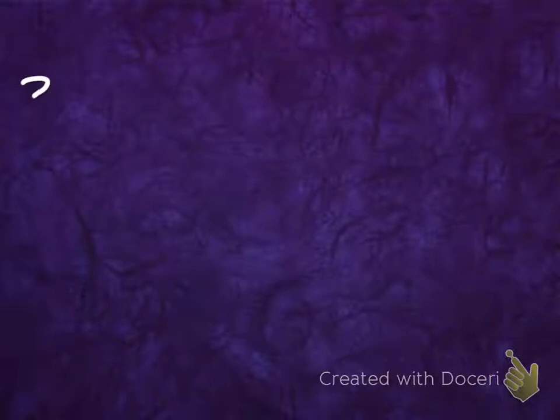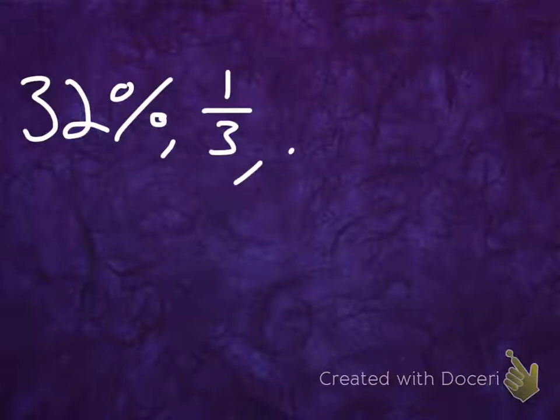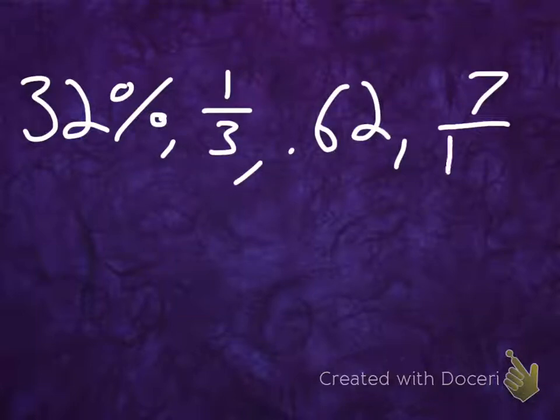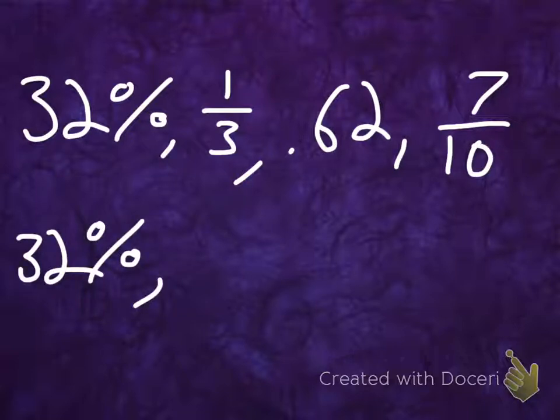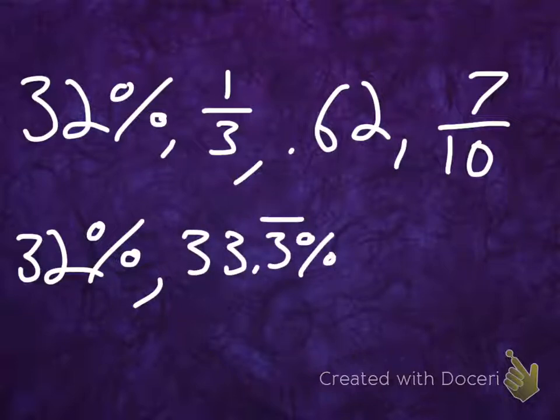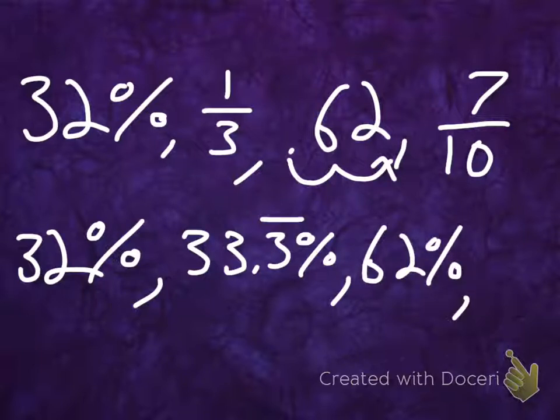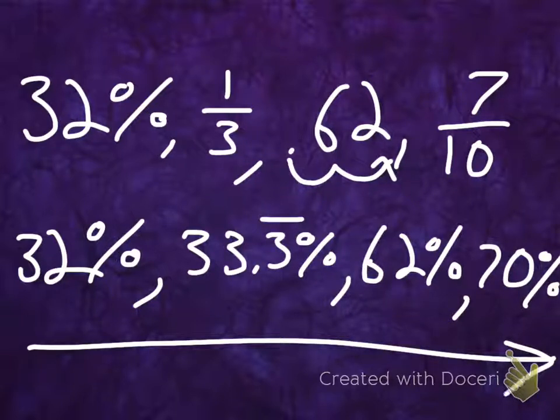Alright, on B, we've got 32%, 1/3, 0.62, and 7/10. Now, 32% is already in percent form. 1/3, you should know, is 33.3 repeating percent. On 0.62, we move our decimal 2 times to the right, we get 62%. And finally, what's 7/10 as a percentage? 70%. Least to greatest? Yes. Alright, so B is probably our answer.